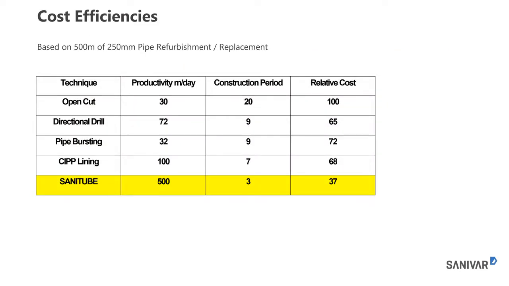So just a couple of brief slides now to look at cost efficiencies. You can see in terms of productivity per day, I'm sure some of you might raise some eyebrows at some of these figures, but in terms of 30 metres a day open cut, you probably get sacked for only achieving 30 metres a day. However, the Sanitube does far exceed other techniques in terms of productivity, reduced construction period, and in terms of relative cost against other technologies. So just really indicative of where Sanitube sits against other technologies.